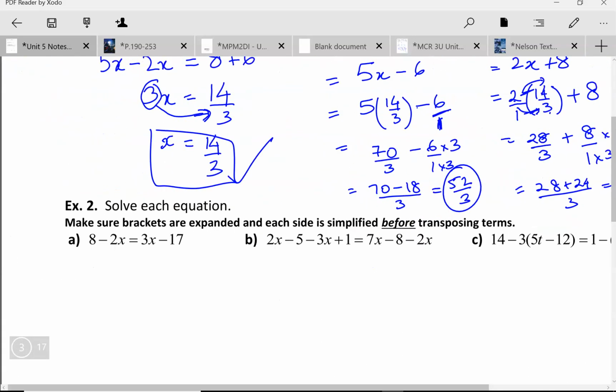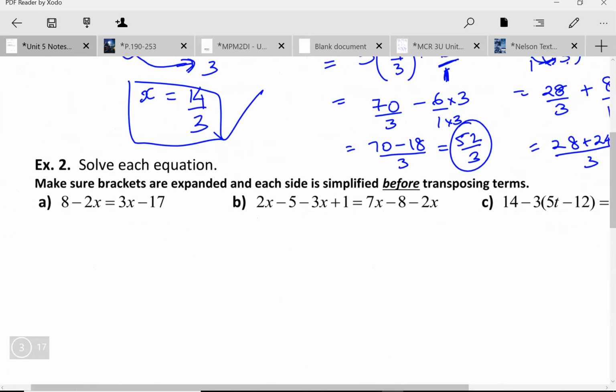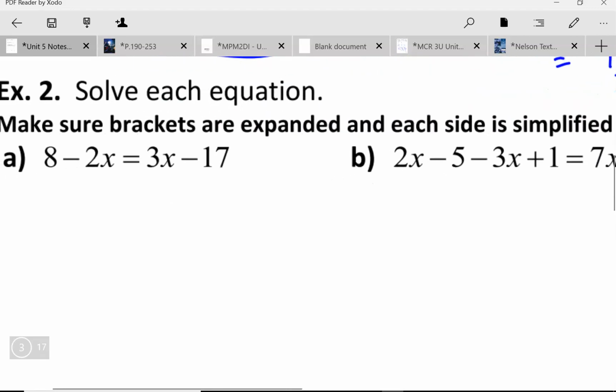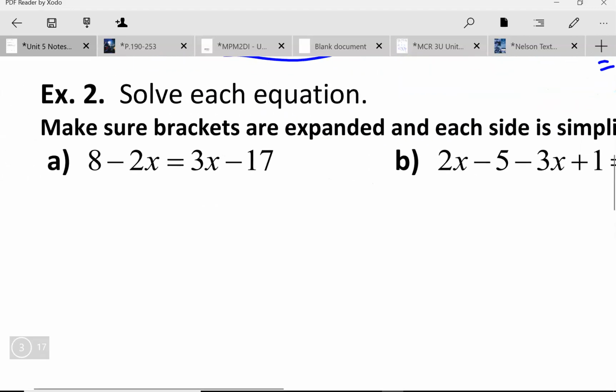Okay, question or example 2. First we're going to read what it says. It's a nice hint that we're given there: make sure brackets are expanded and each side is simplified before transposing terms. So what does that mean? It doesn't really apply to the first two questions, so we're going to talk about that a bit later once we get to part C. But here, we're doing the same thing.